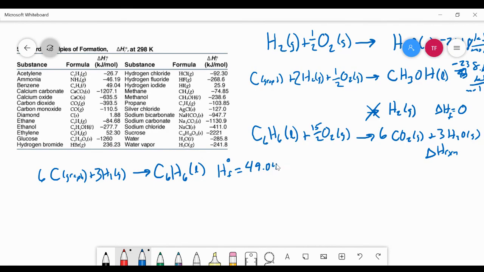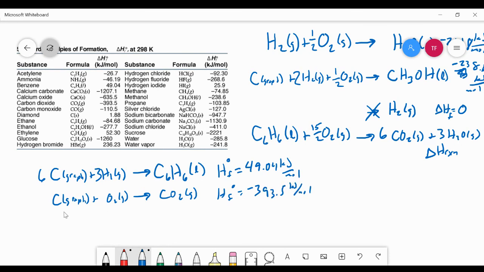49.04 kilojoules per mole. We're going to do the same thing for everything in here. Now, oxygen's already in its standard state, gas, so there is no enthalpy of formation for oxygen. It's already formed. But carbon dioxide has an enthalpy of formation. If you look, carbon dioxide is right here, and carbon graphite plus oxygen gas produces carbon dioxide, and the enthalpy of formation for this substance is negative 393.5 kilojoules per mole. And then last but not least, the other substance we have here is water.